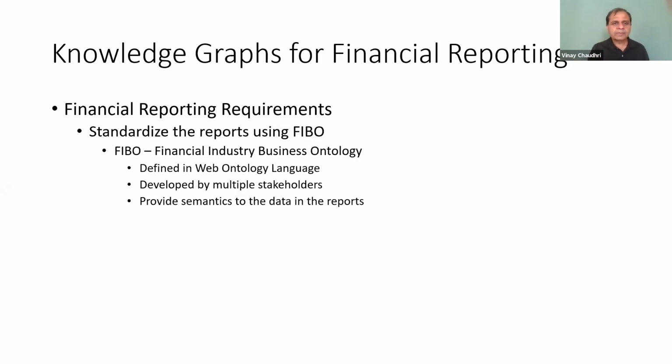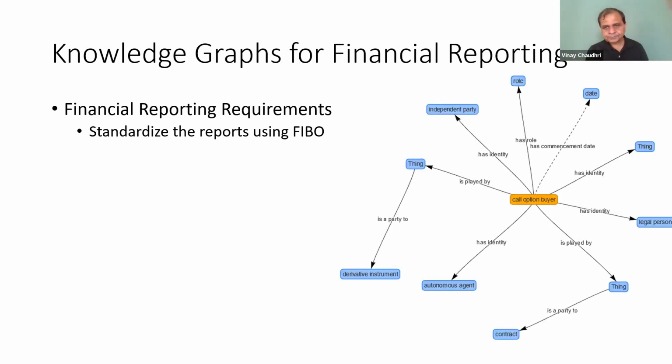there has been an effort within the financial industry to see if there is a way they could standardize these reports. And the community has gotten together and they have developed this shared ontology known as FIBO, or Financial Industry Business Ontology. And it's a joint community effort of multiple stakeholders. And their goal is to see if they could agree on and specify the semantics of the data which is going to appear in these derivative contract reports.